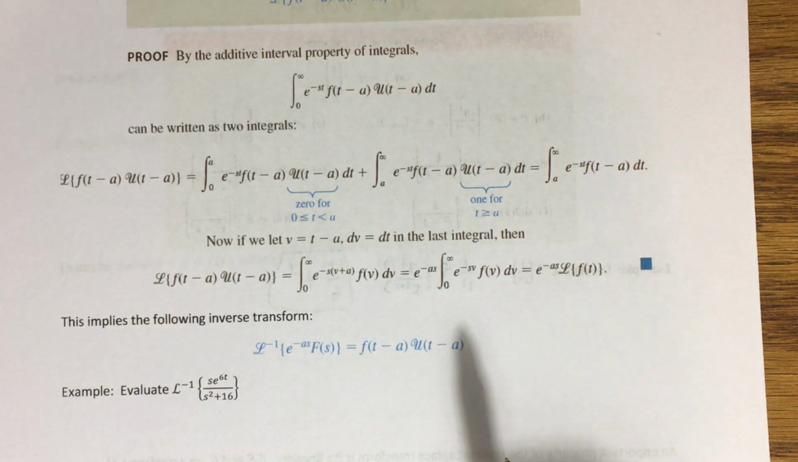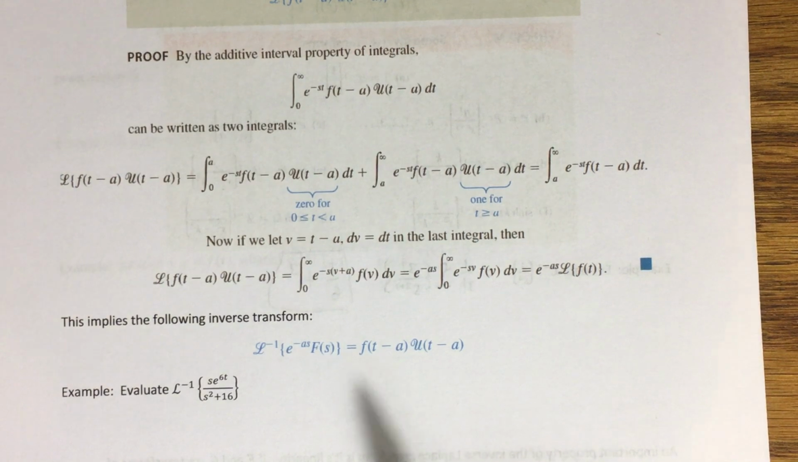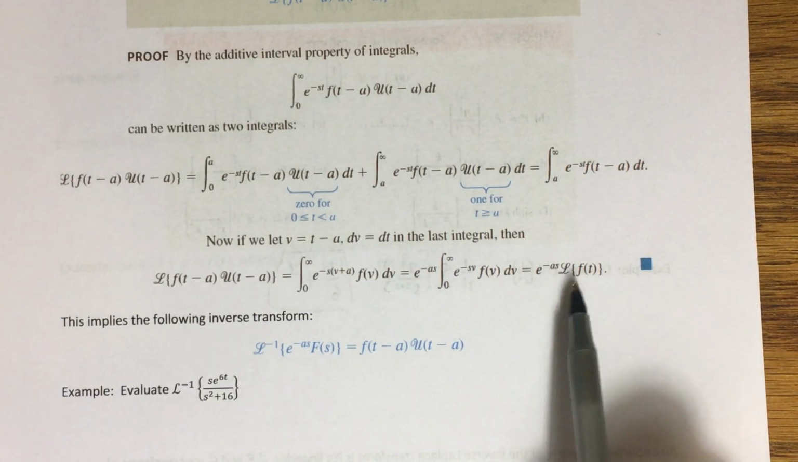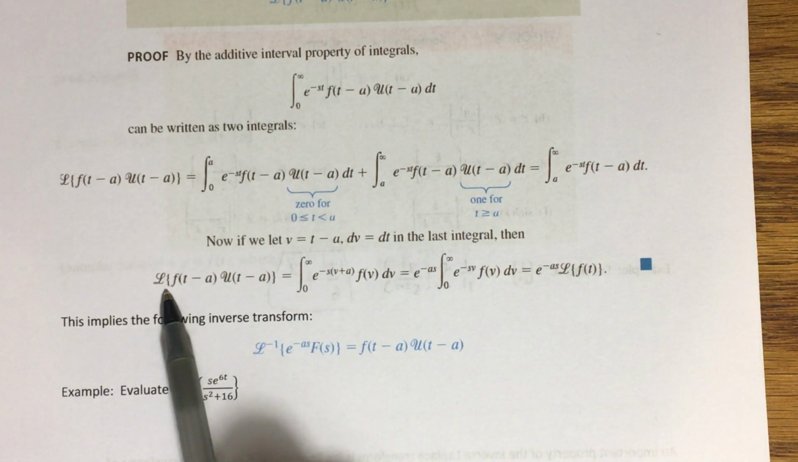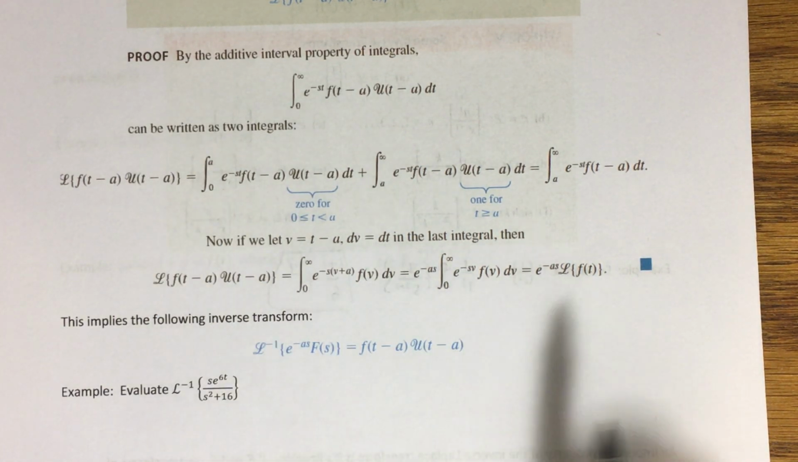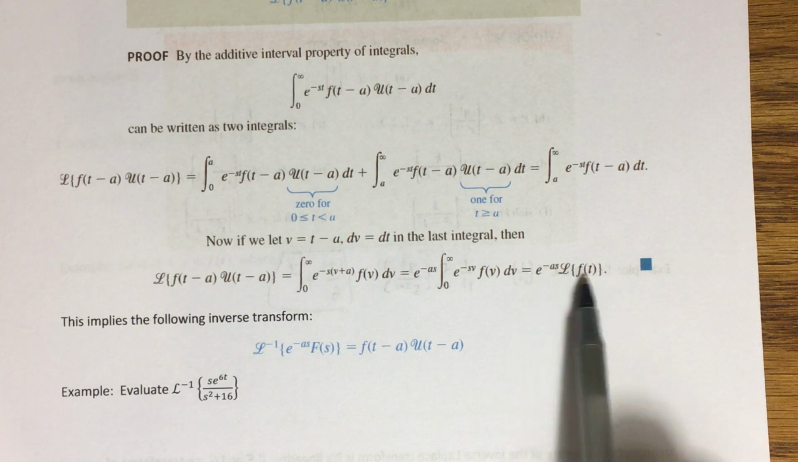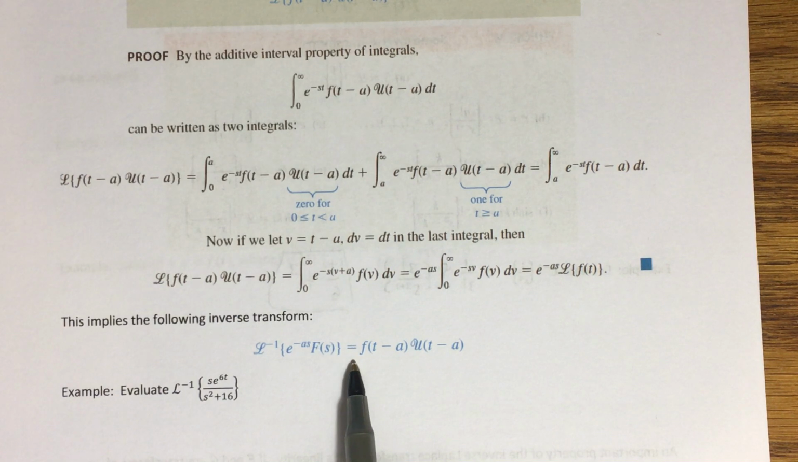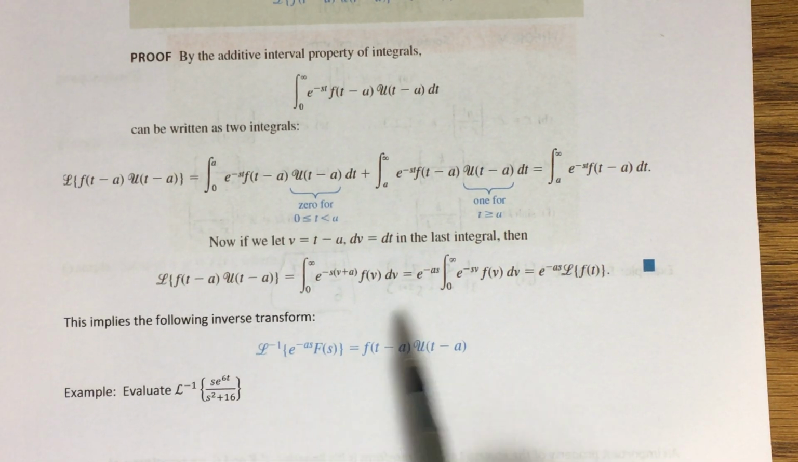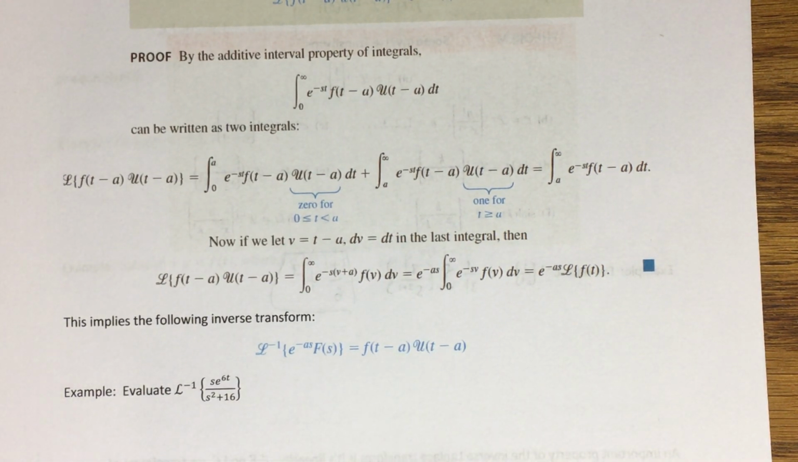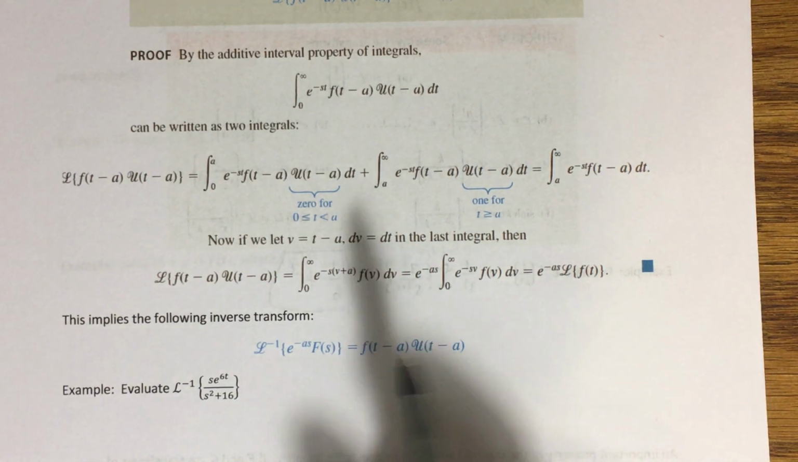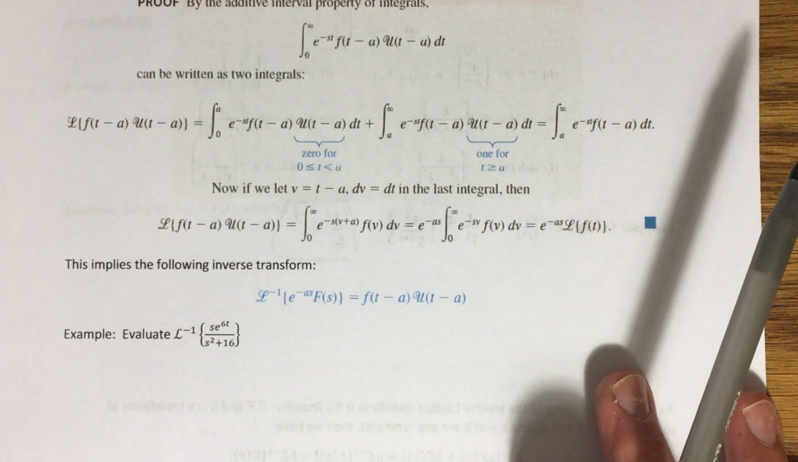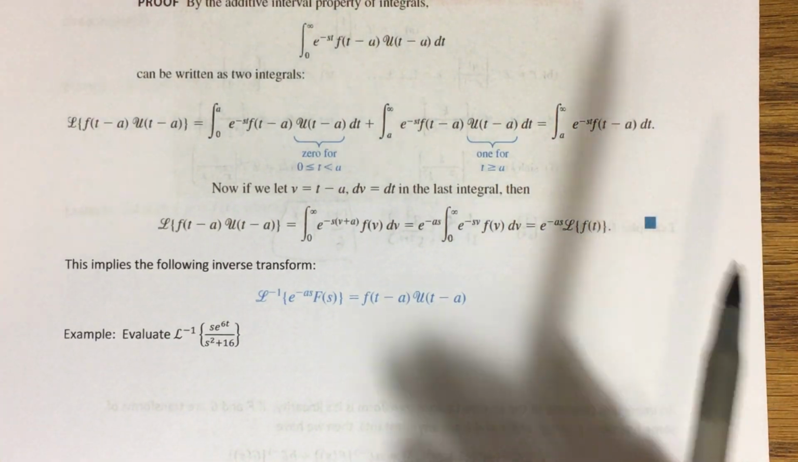Okay? Now, in addition to that, we need the ability to find an inverse transform. And so we would just work this backwards. If I take an inverse transform of both sides of this, I'll get that the inverse Laplace transform of e to the negative as times capital F of s is equal to f of t minus a, u of t minus a. And again, it's important to note that this applies when a is positive. Remember, a needs to be positive in order for this to work.